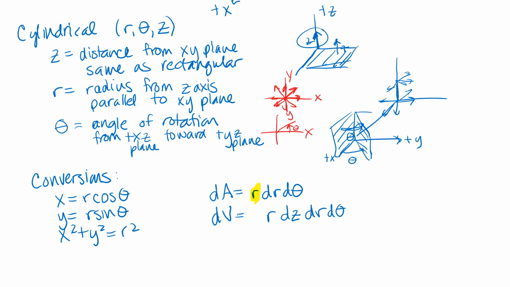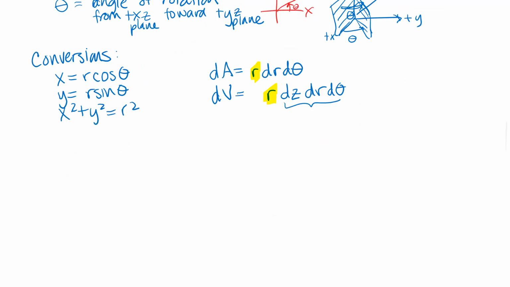So you're going to have that extra r, and then dz dr d theta, and that dz dr d theta could be in whatever order is appropriate depending on if the region is z simple, r simple, or theta simple. All right, so let's go ahead and look at some examples using cylindrical coordinates.